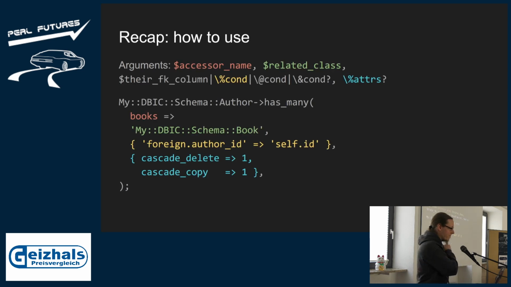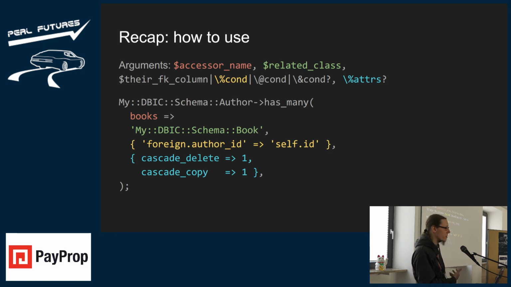Recap. How do we do the relationships? As I said earlier, it's the same thing. There's also cascading. So the blue bit is the argument, the attributes, where we earlier put the where. So now you can have cascade delete and cascade copy. Cascade delete 1, cascade copy 1 is the default for the has many relationship type. So if you don't put them in, that's the default.